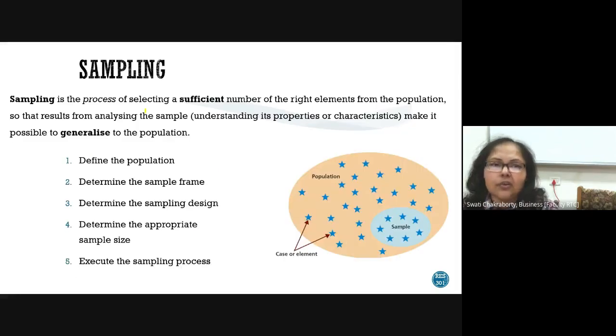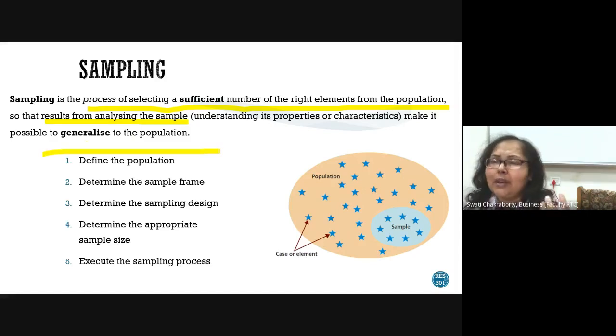As we said, sampling is the process of selecting a sufficient number of the right elements from the population. It should represent the population so that the results you get from analyzing the sample should be able to generalize to the entire population. It should be applicable, so we can make our deductions about the entire population.